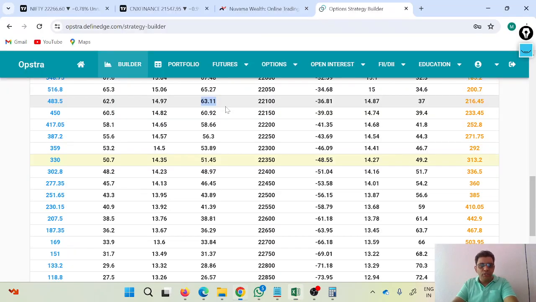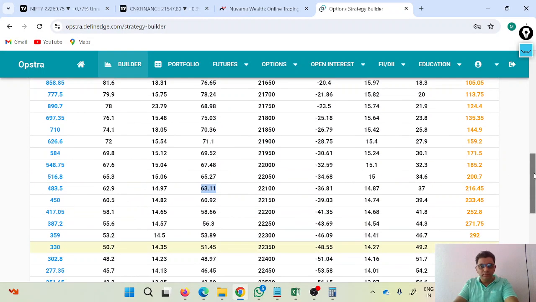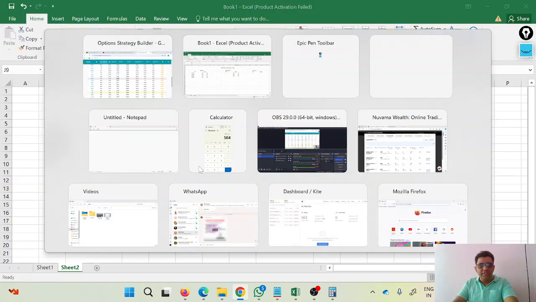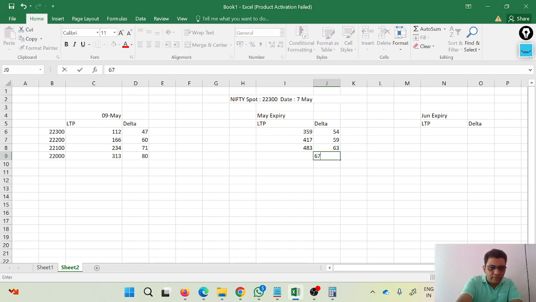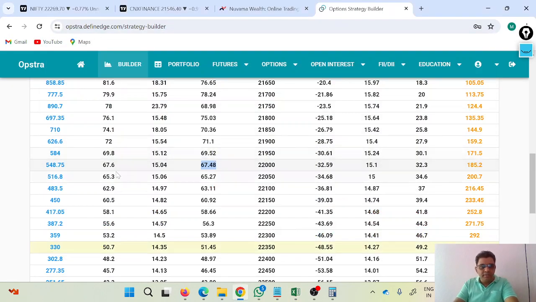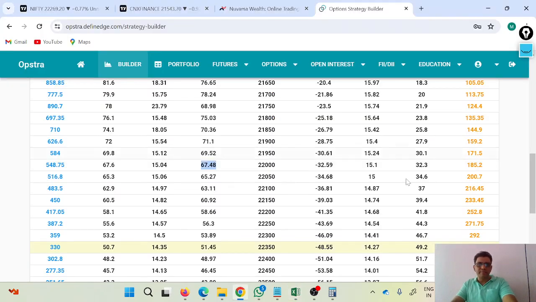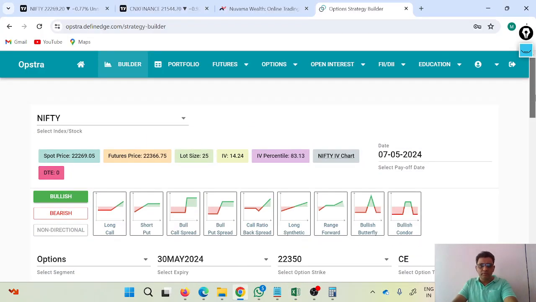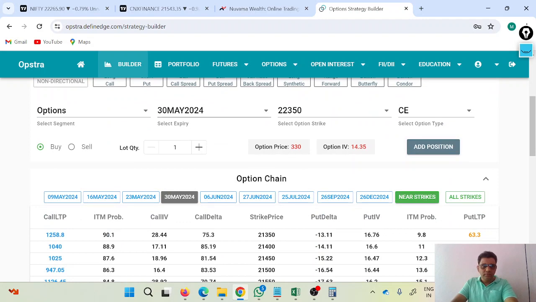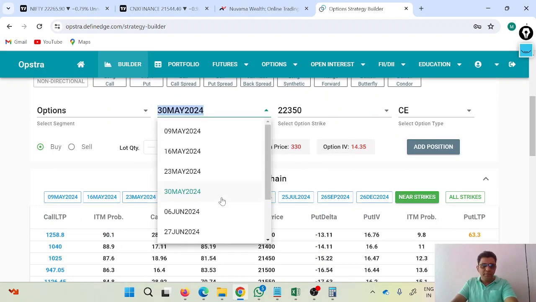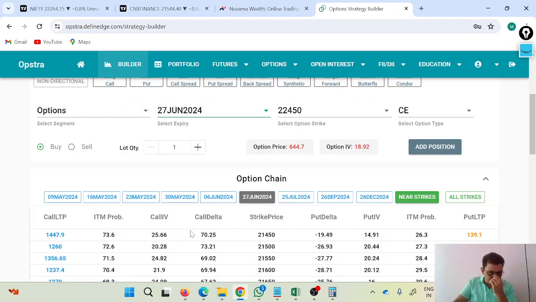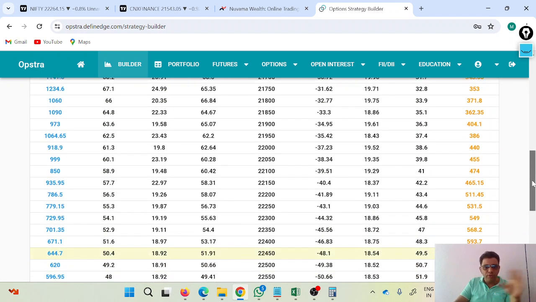And the last one, 22,000, 67 is the delta, and LTP is 549. And for June expiry, I'm selecting the 27th of June here, and again I'm writing down all the things.